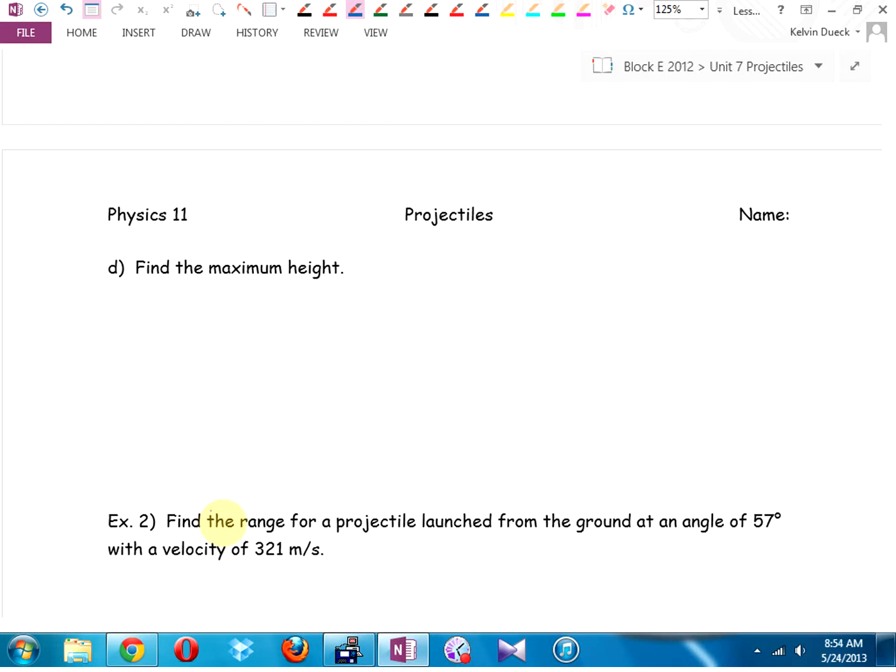Okay. Because I've moved on to another page, I'm going to relist my data quickly. I know vertically A equals negative 9.8. What was the initial vertical velocity? 30, no, what was it? 52.31?